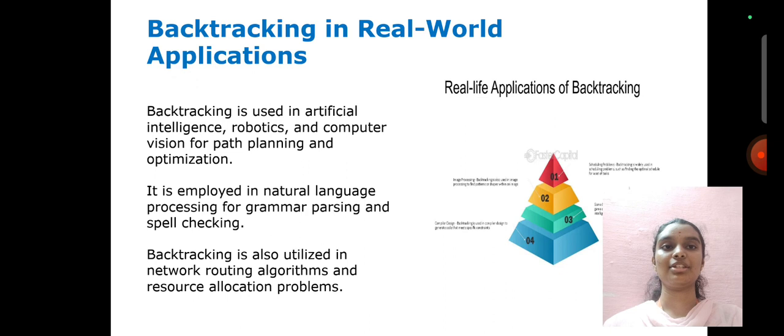The applications in the real world. Backtracking is used in artificial intelligence, robotics, and computer vision for both planning and optimization. It is employed in natural language processing for grammar parsing and spell checking. Backtracking is also utilized in network routing algorithms and resource allocation problems.